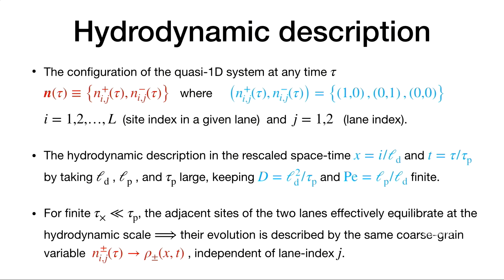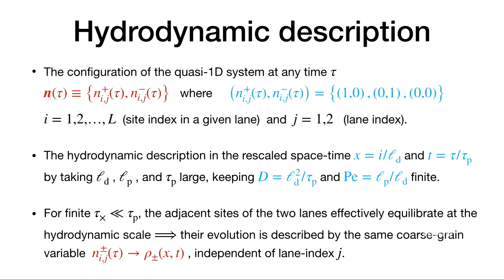Okay. So these are at the lattice level. Now to give a hydrodynamic description, you basically have to rescale both space and time. You rescale space, i, by L D. If L D is large, this x becomes a continuous variable. Time again you rescale, and now you take L D, L P, and tau large, while keeping the diffusivity and this Peclet number fixed. So these are your parameters. You keep this fixed, and you take this to be large.